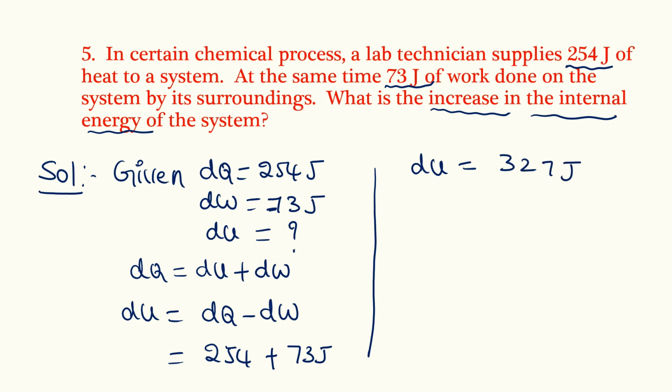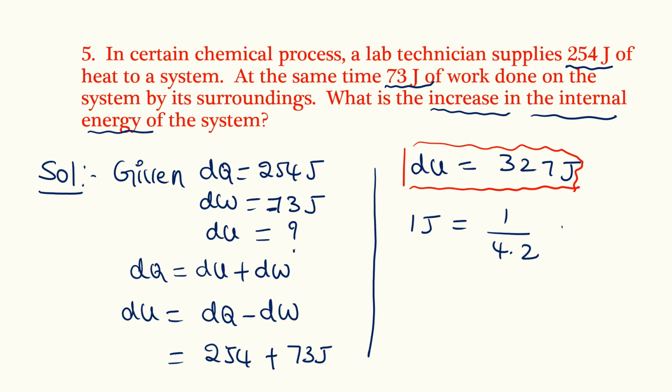In terms of joules, this is the answer. The increase in internal energy is equal to 327 joules. In terms of calories, 1 calorie is equal to 4.2 joules. 1 joule is equal to 1 by 4.2 calories.